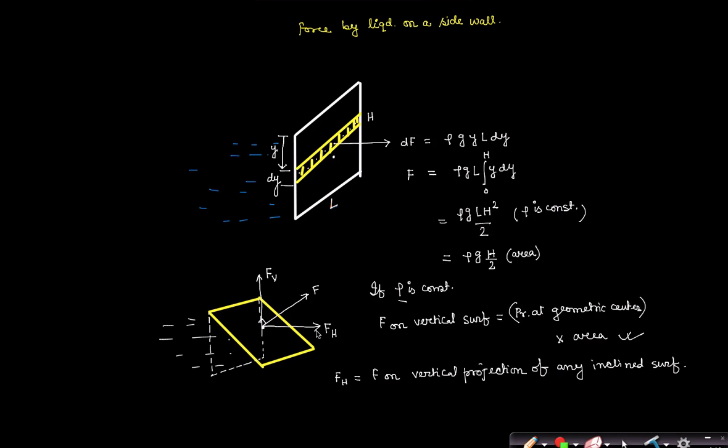Right? And if you know FH, you can easily find what is FB also. Yes or no? Because you know this angle theta, and tan theta will be FB by FH, you can find FB also. Tan theta is equal to FB by FH. So basically, if density is constant on any surface, we can easily find the net force as well as the horizontal and vertical component of the forces.